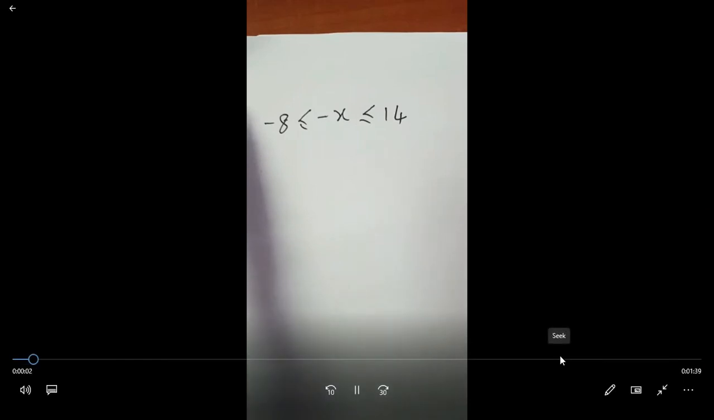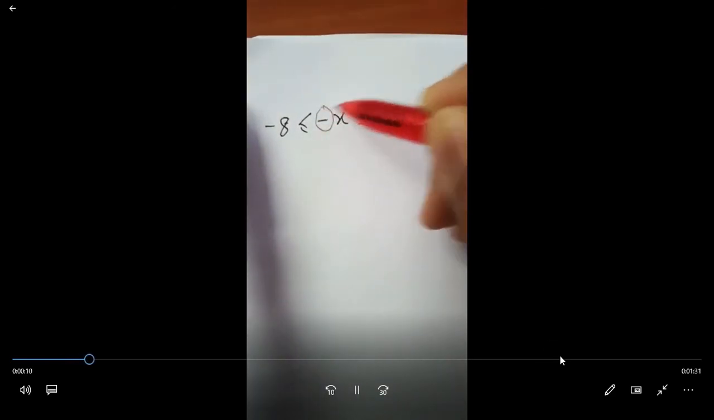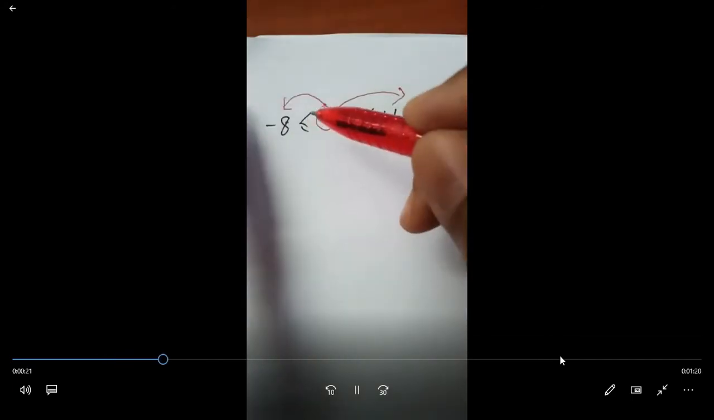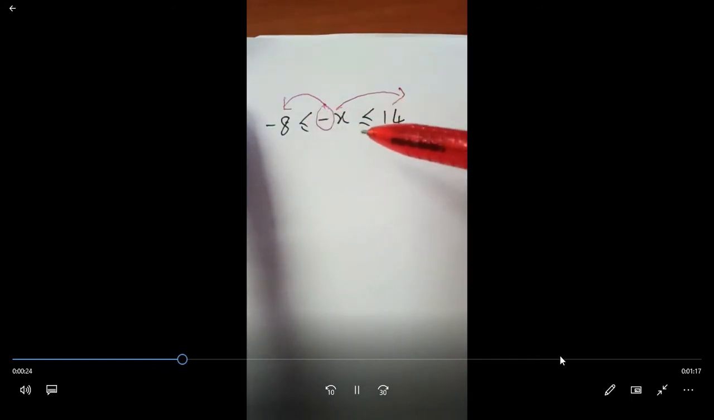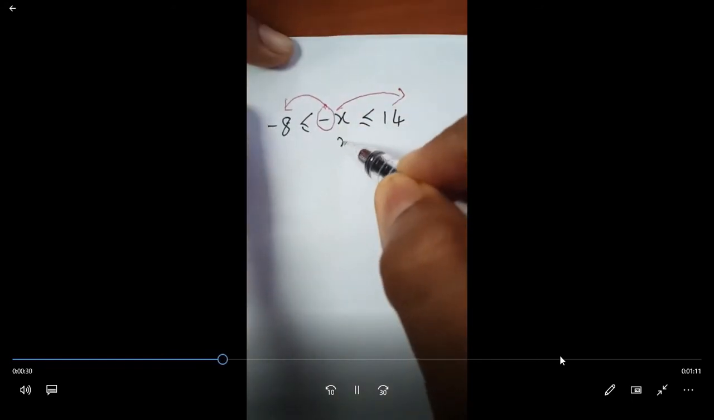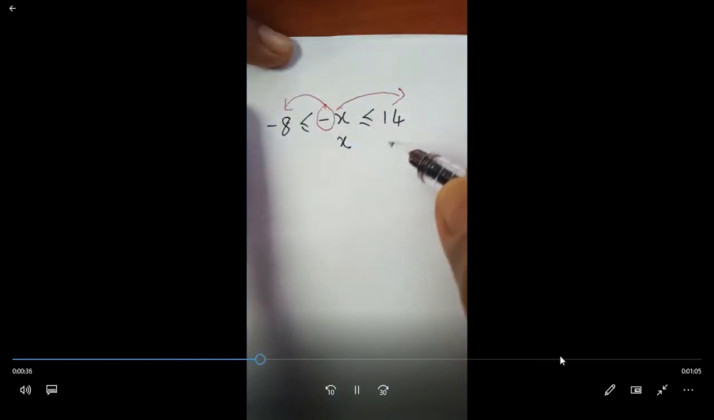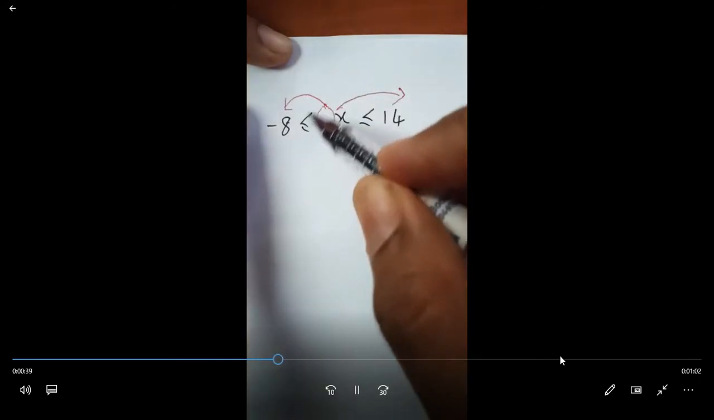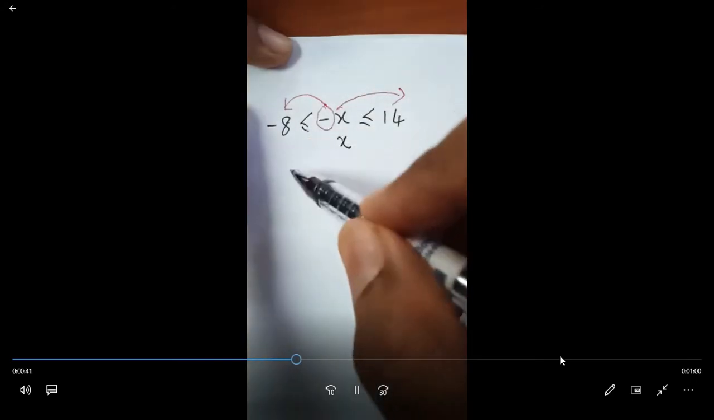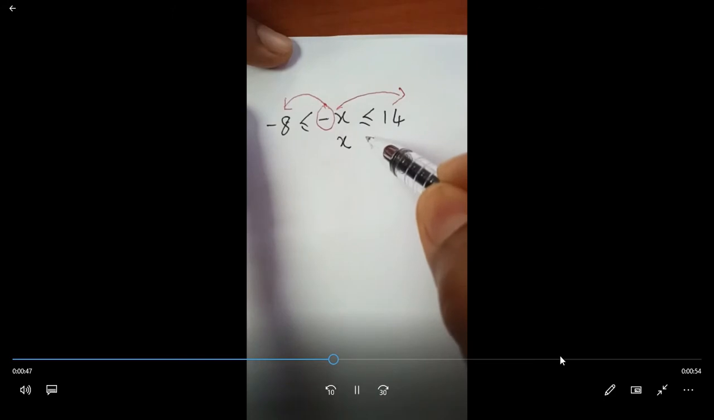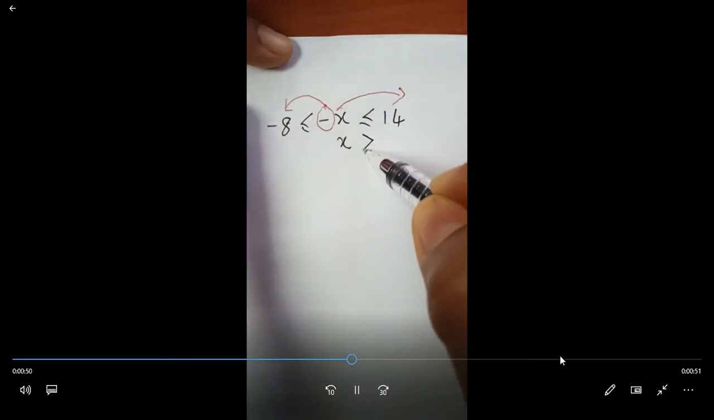Okay, next, to simplify the negative x, please remember when you solve these inequalities, when you bring the negative to the right and to the left, the sign of the inequalities will be changed. This is how to solve. X, when you bring the negative to the right, becomes divided by negative 1. Same for the left hand side, you must divide by negative 1. So when you bring the negative to the other side and divide, the sign of the inequalities will be changed like this.